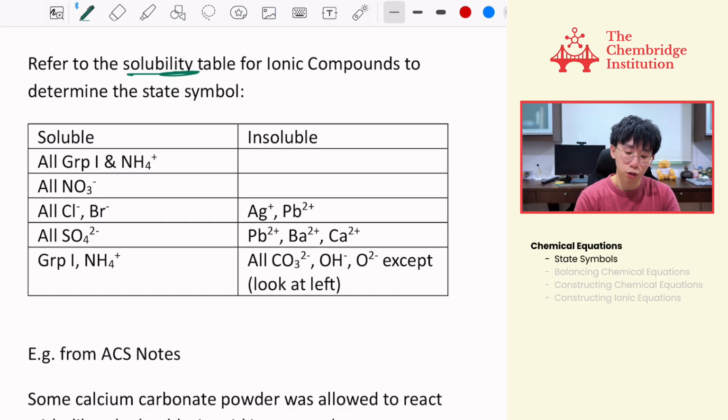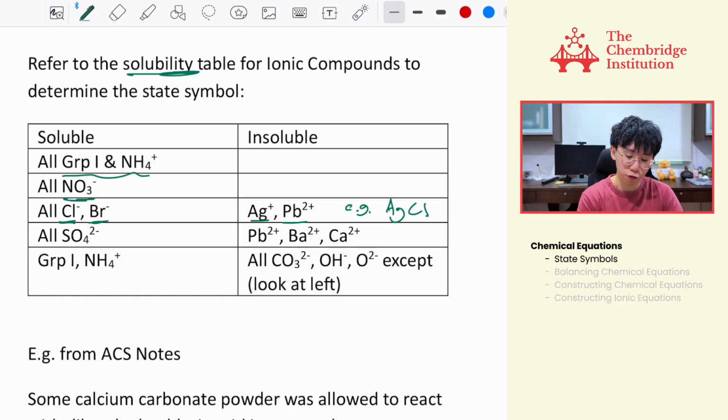For example, group 1 and the ammonium ion. Any ionic compound with a group 1 cation, like Na+, or the ammonium cation, is definitely soluble. Same thing for ionic compounds with the nitrate anion. If you have the chloride or the bromide anion, it depends on what the cation is. Most are soluble unless the cation is Ag+ or Pb2+. So for example, AgCl is insoluble.